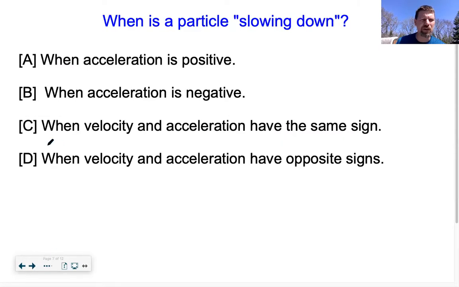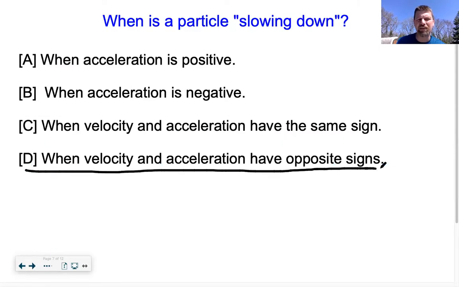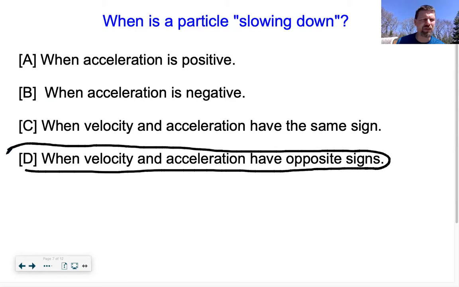When is a particle slowing down? That's when the acceleration and velocity have opposite signs, right? If you have a positive velocity but a negative acceleration, that means you're trying to go forward, but the acceleration is slowing you down backwards. If you have a negative velocity, it means you're already moving backwards, but a positive acceleration means you're accelerating in the forward direction.